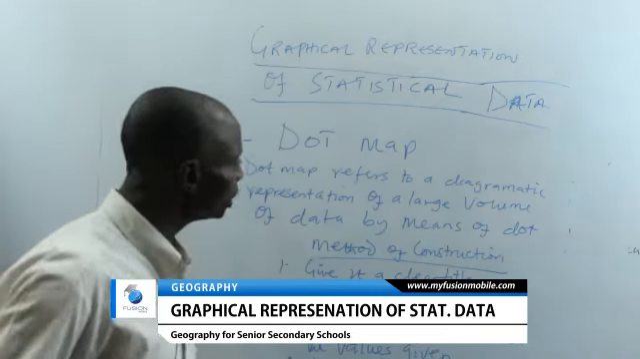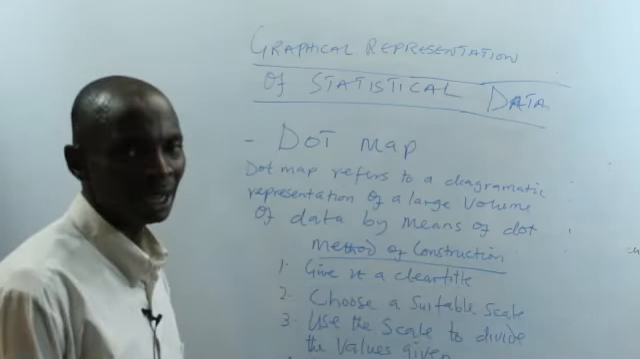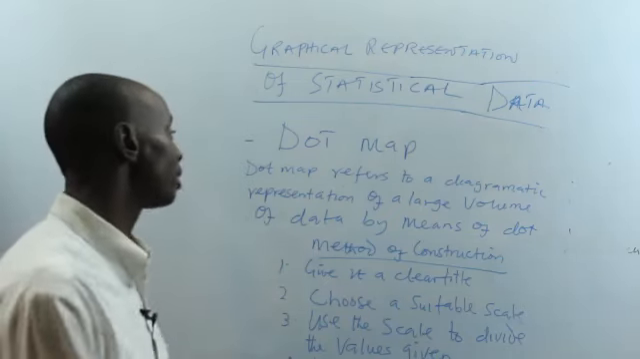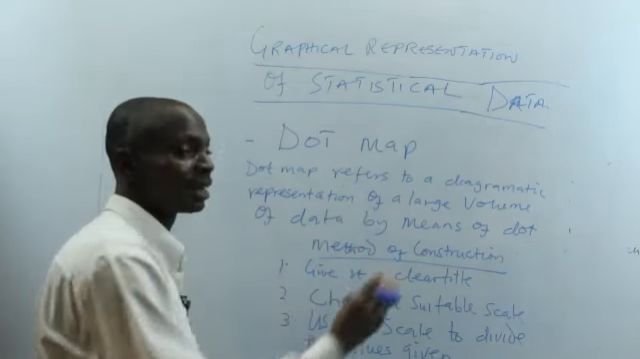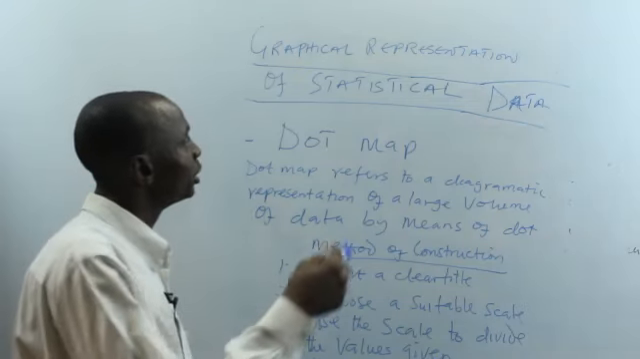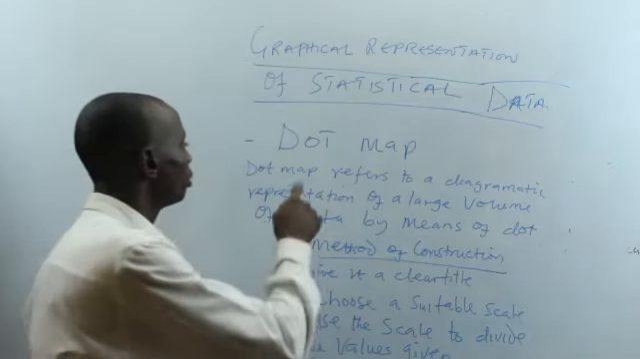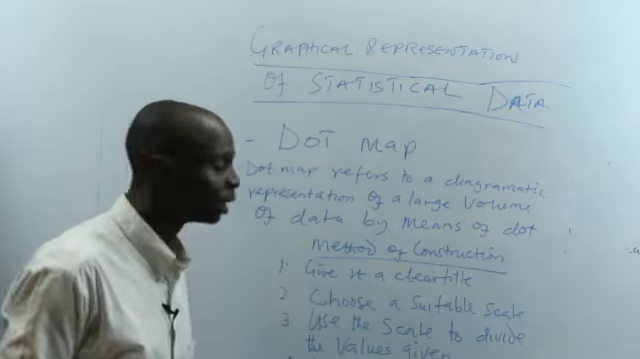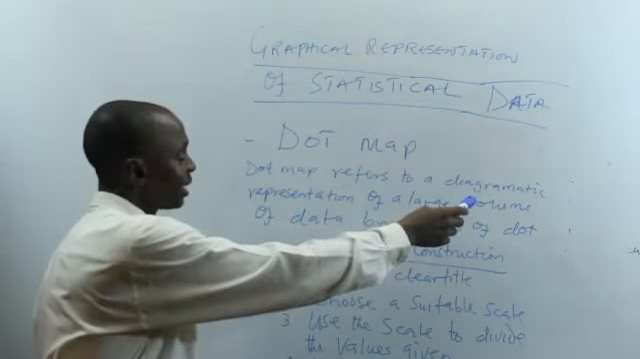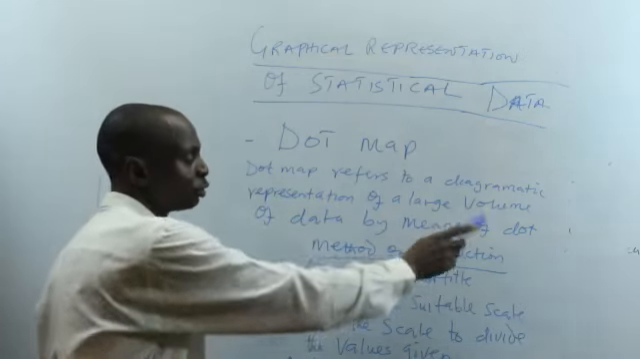And in geography there are some data that we collate and collect. For us to interpret this data, we can represent them in a diagrammatic form. So one of the ways of representing information in a statistical form is what we call dot map. So dot map refers to, as I write on the board here, a diagrammatic representation of a large volume of data by means of what? Dots.